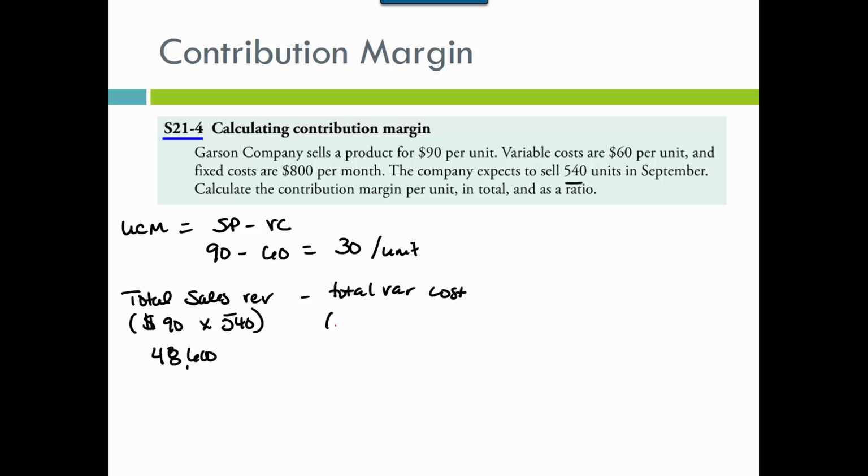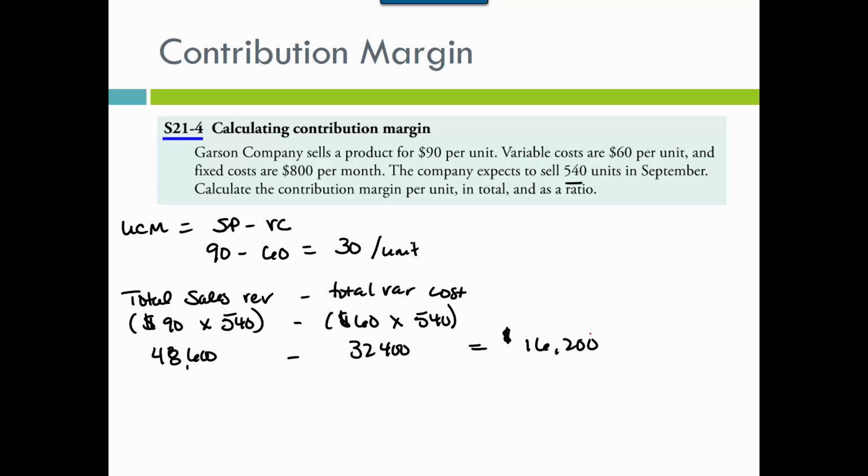And my variable costs are $60 a unit. I'm selling 540 units, so my variable costs are $32,400, which means my total sales revenue minus my total variable cost, total contribution margin, is $16,200. So this is my contribution per unit. This is my contribution in total.